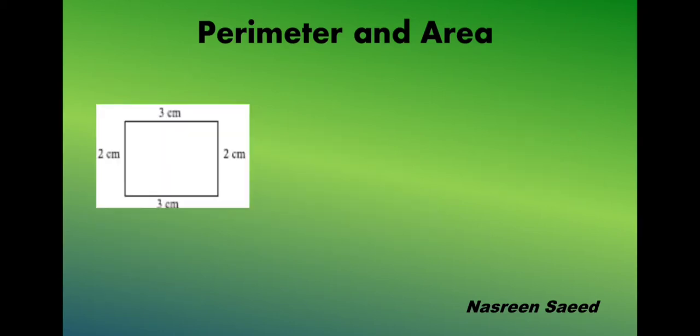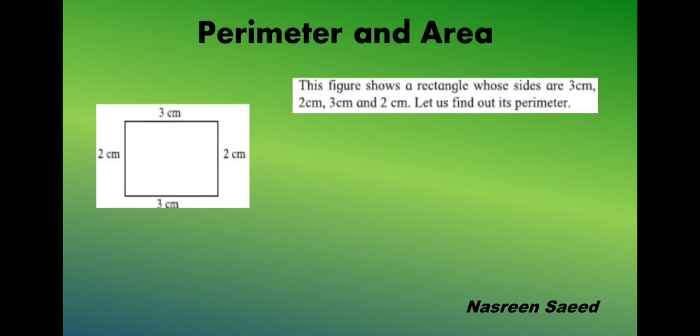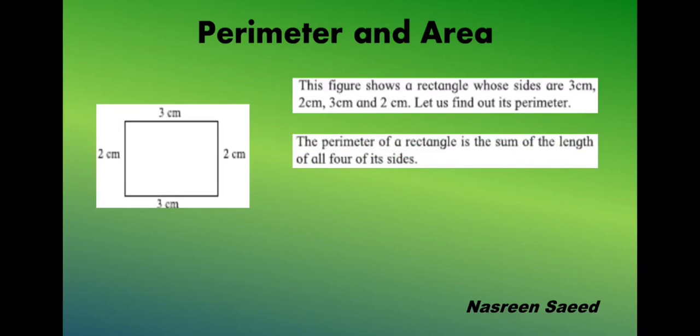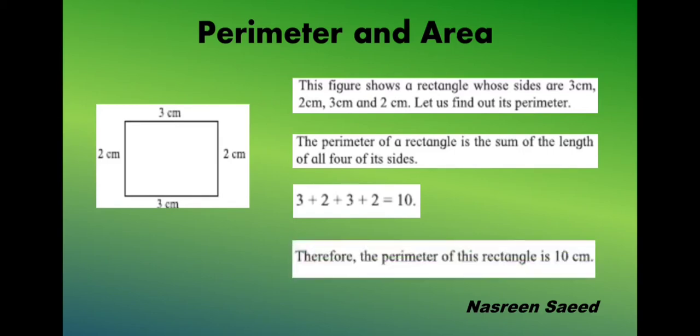Now this figure shows a rectangle whose sides are 3 cm, 2 cm, 3 cm and 2 centimeters. Now let us find out its perimeter. Now how to find out its perimeter? The perimeter of a rectangle is the sum of the length of all four sides. So we are going to add 3 plus 2 plus 3 plus 2. We are going to add all the sides and how much do we get? We get 10. Therefore the perimeter of this rectangle is 10 centimeter.